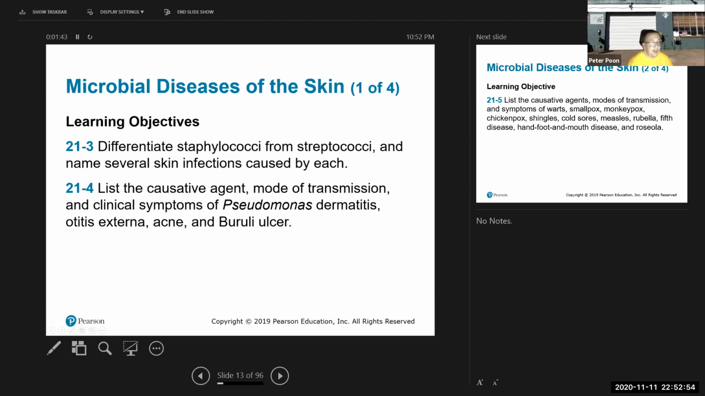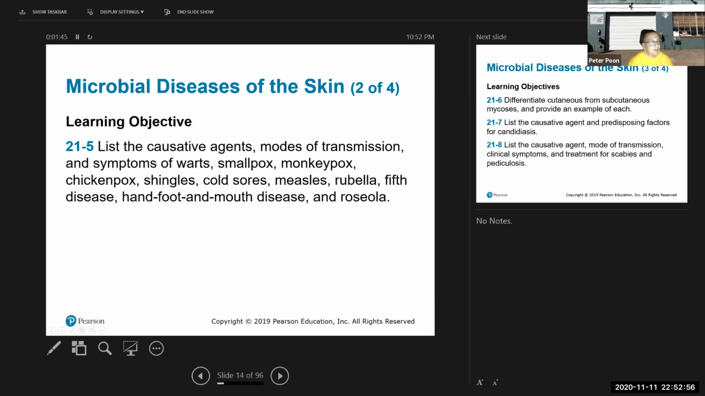Otitis externa and acne. This is the causative agent, modes of transmission, and symptoms of warts, smallpox, monkeypox, chickenpox, shingles, cold sores, rubella, measles, fifth disease, hand, foot, and mouth disease, and roseola. So basically, just go through all these. All these are on there except monkeypox.